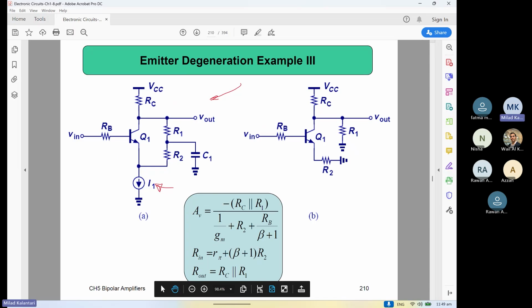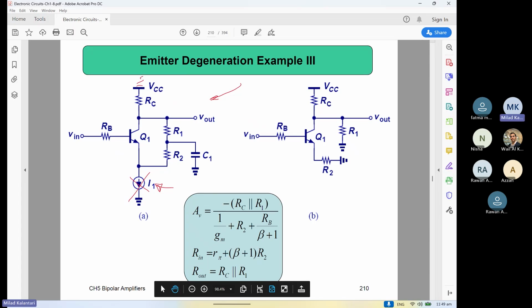Yes, I1, right? So once you find the R I1, then you can calculate R pi, R out, GM, everything, right? And then you try to figure out the small signal model, right? AC model, basically. You remove this, you short circuit the voltage source.